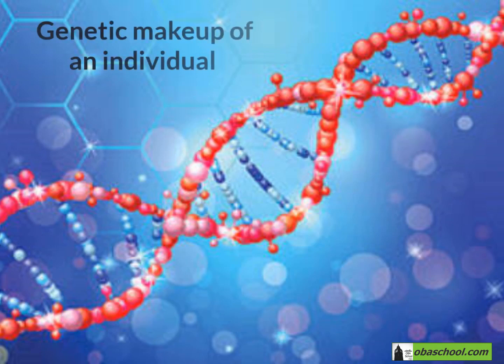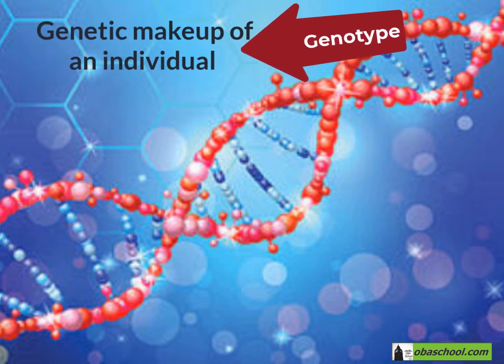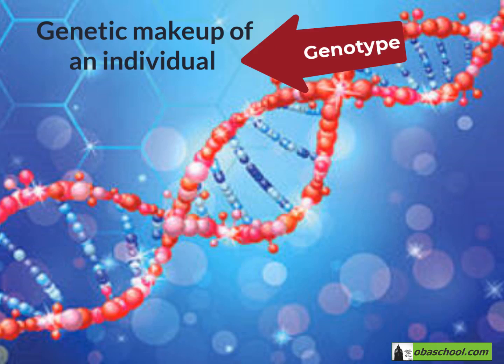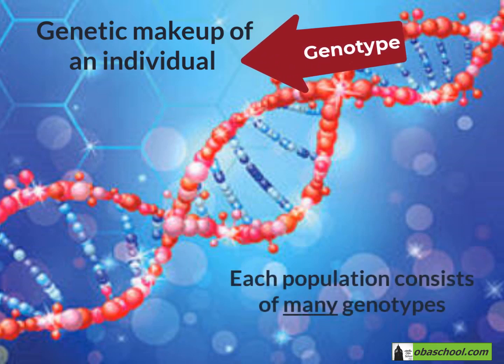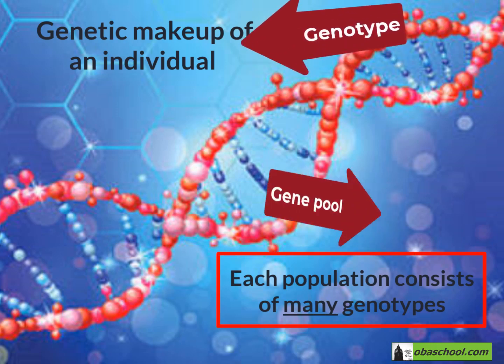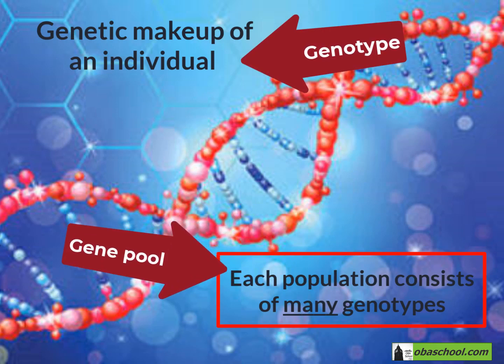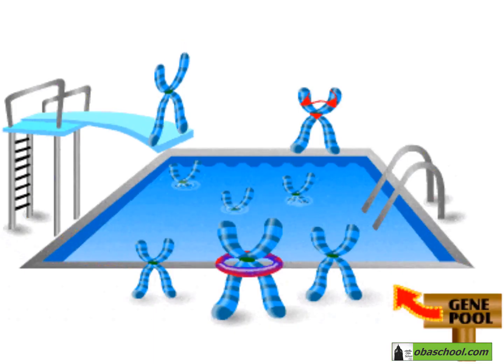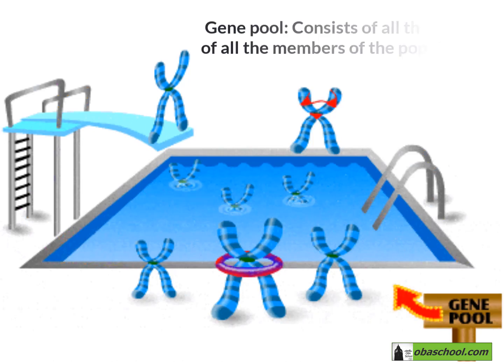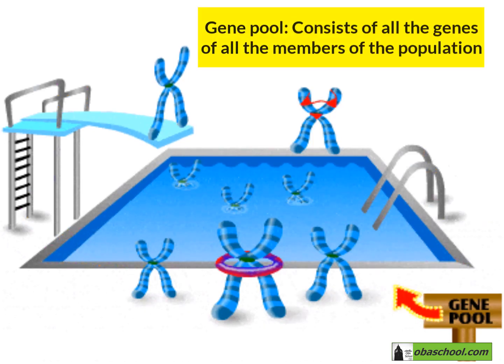Now, the genetic makeup of an individual is the individual's genotype. And each population consists of many genotypes. Altogether, they will make up the population's gene pool. So, we can say that a gene pool consists of all the genes of all the members of the population.